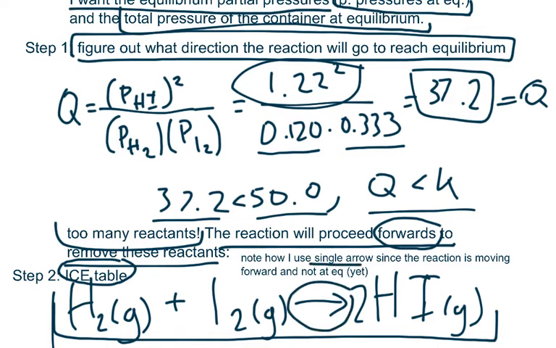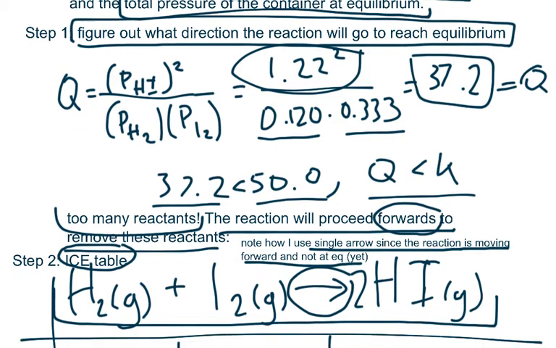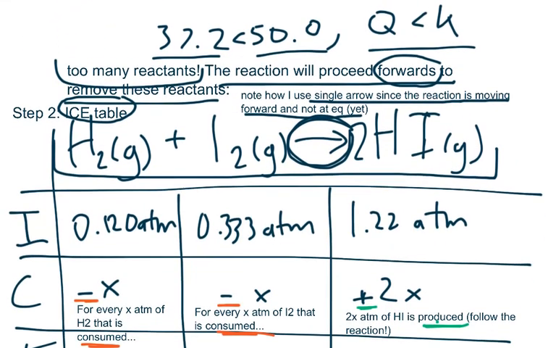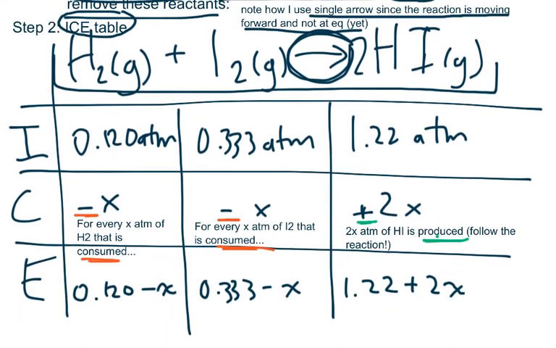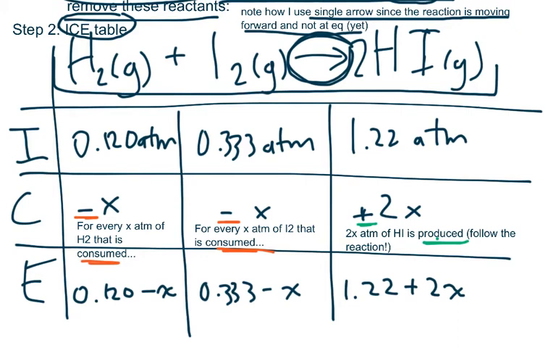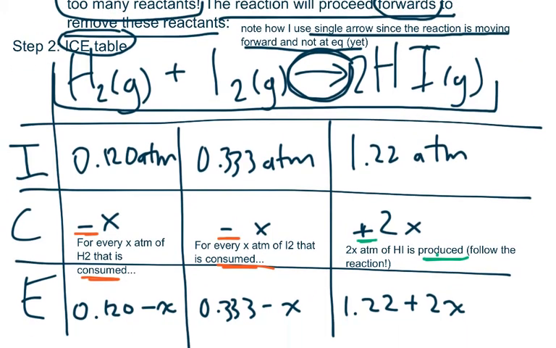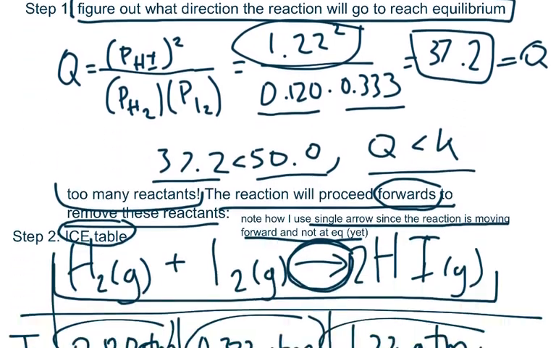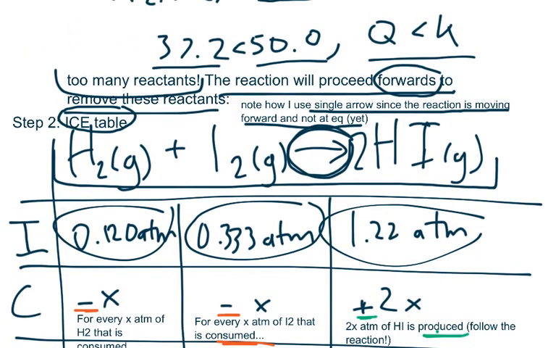Notice how I use a single arrow since the reaction is moving forwards and not at equilibrium yet. Since this reaction is moving forwards and not at equilibrium, we use a forward arrow instead of an equilibrium arrow. And this arrow will help us determine the signs for C, as you will see soon. So I is our initial pressures, and our initial partial pressures are here, here, and here, as indicated by the question where I give you the starting or the initial pressures. And what about the C?